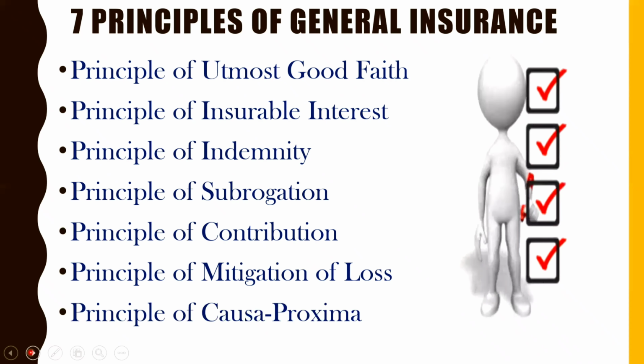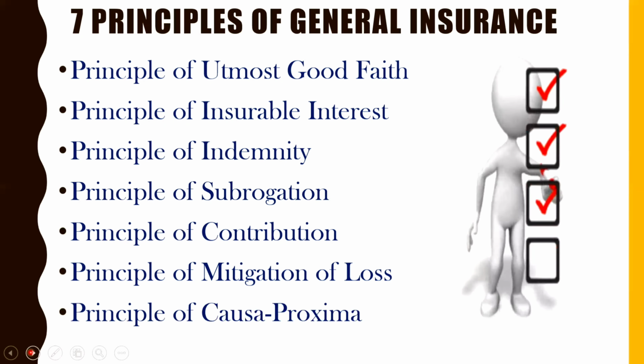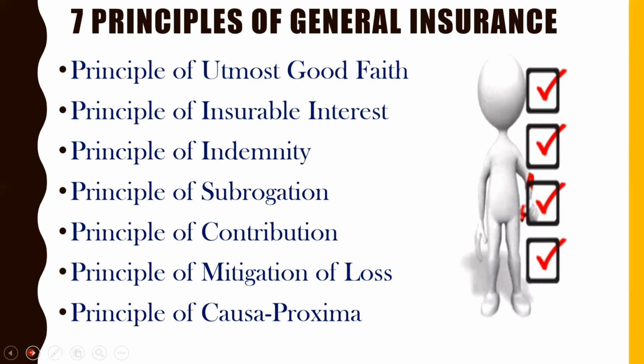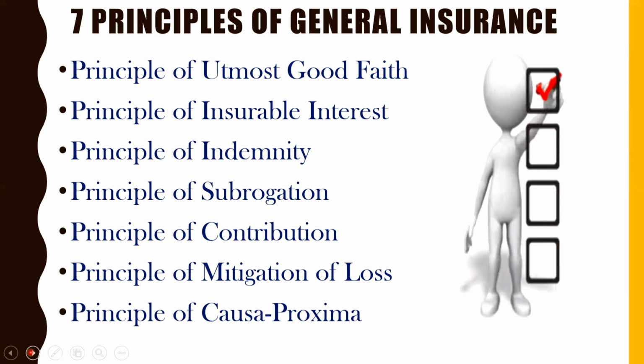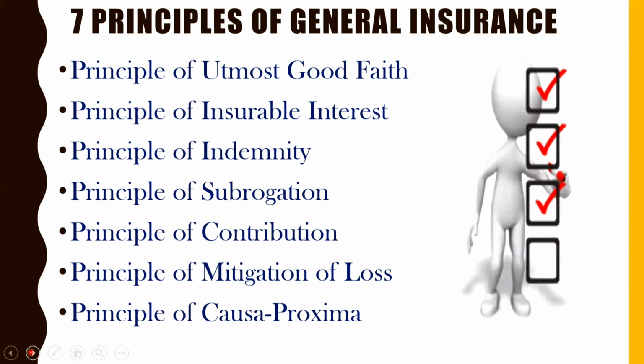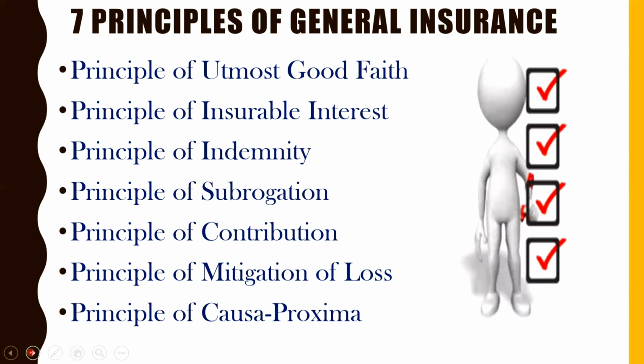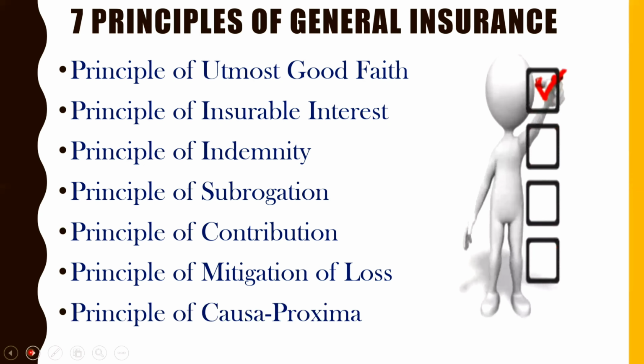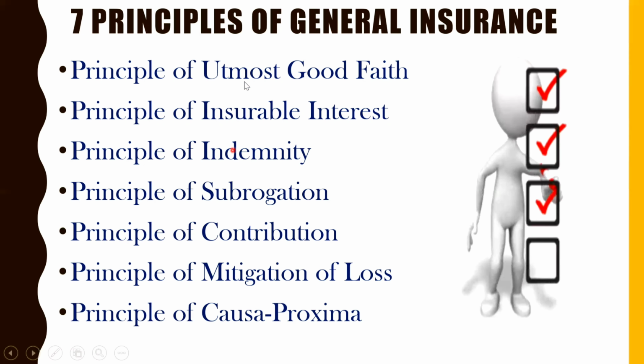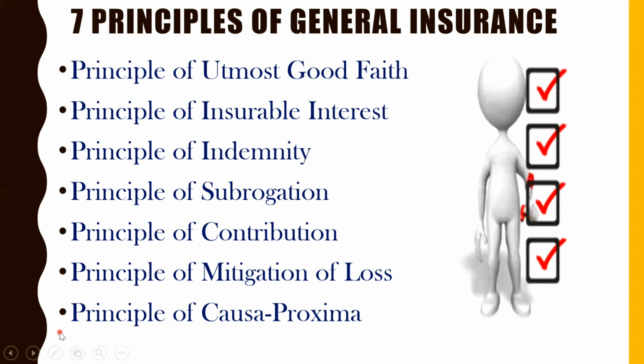The insurance is given by the insurer for loss due to some specific causes and not for all causes. Hence, the cause for which the insurer has taken the responsibility is called the proximate cause. An insurer is liable only for that cause. So these are the basic seven principles of general insurance.